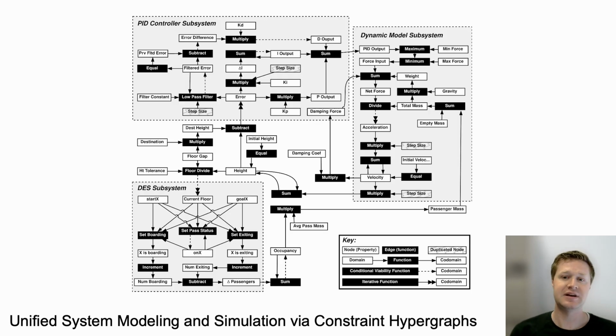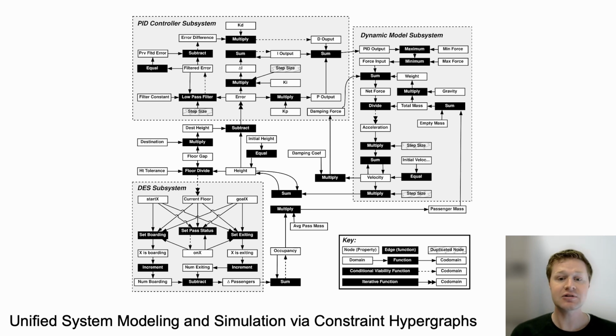We conclude the paper with a demonstration of a more complex system, in this case an elevator lift system. The constraint hypergraph here combines models from three different domains. One, a discrete event simulation, shown in the bottom left, a PID controller in the top left, and a dynamic model of the elevator's forces on the top right. As can be seen from the graph, constraint hypergraphs are not very good for visually representing a system. They are complex, often cluttered, even not very readable. What they do excel at is being machine readable.